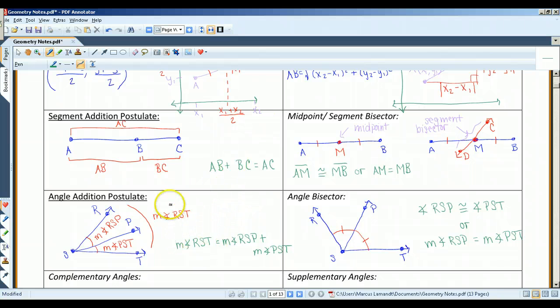A couple things here. If you notice, you see this little dash here? That means that this angle is congruent or equal to this angle here. So the way you would write that is angle RSP is congruent to angle PST. Or you could write it, the measure of angle RSP is equal to the measure of angle PST.